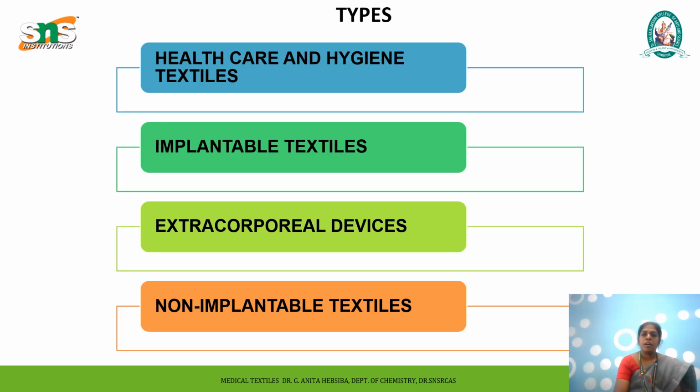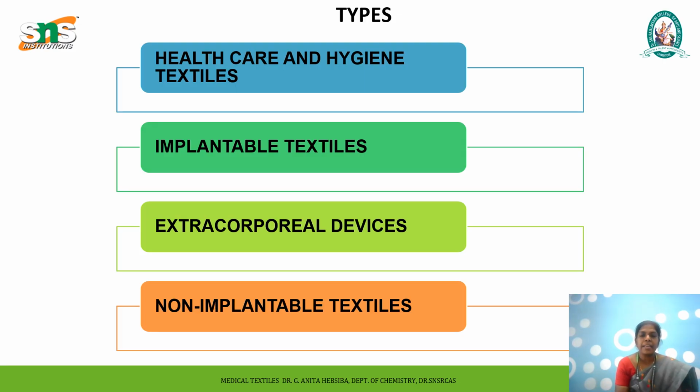What are the types of medical textiles? The first one is healthcare and hygiene textiles. Under this category, the daily use textile materials in hospitals are included. That is surgical gowns and masks, bed linens, drapes and covers, diapers and sanitary napkins. Implantable textiles are textiles which go inside the human body. For example, surgical meshes, artificial ligaments, and heart valve supports. They are all implantable textiles.